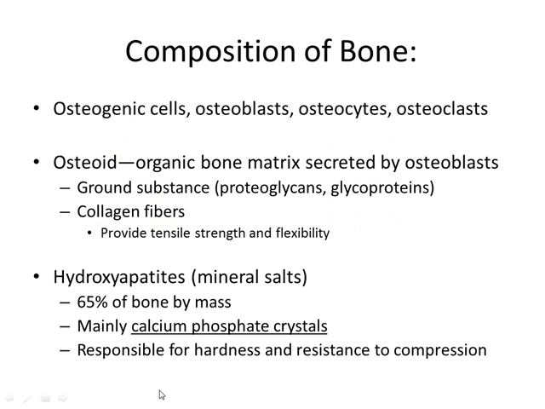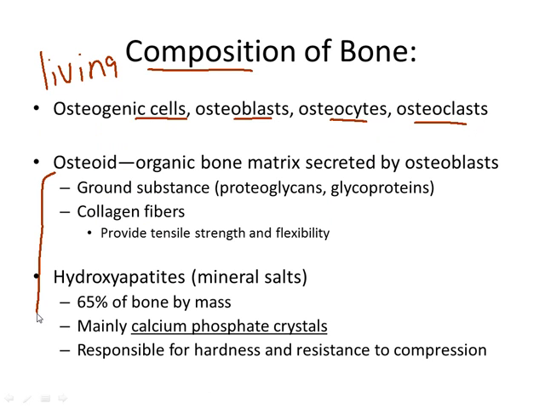All right, what is bone made out of? What do we make it out of? It's got a living component, which are the cells. Osteogenic cells, osteoblasts, osteocytes, osteoclasts. So that's the alive part. And then we basically have the dead part, which has an osteoid and the mineral salts, which we call hydroxyapatite. Not hydroxycut like the diet thing, but hydroxyapatite.